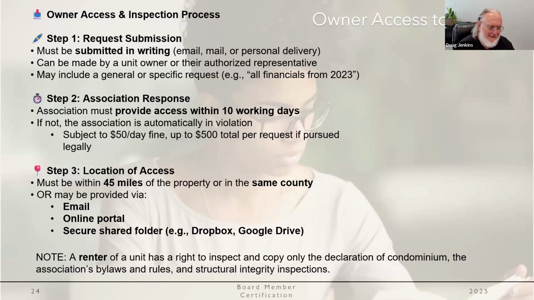Renters have some limited right to view documents. They can inspect and copy the declaration of condominium, bylaws and rules, and any structural integrity inspections are subject to renter review.